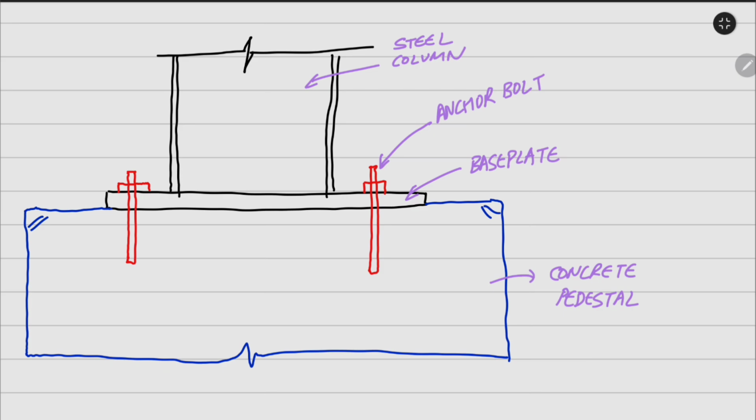Now we will design the anchor bolt as per ACI 318-2025 chapter 17, which talks about anchoring to concrete. So this is concrete and this will be the anchoring to concrete. Now quickly we can understand the design perspective of the anchor bolt, base plate and concrete pedestal, and how the load is transferred from the steel column to the concrete pedestal.